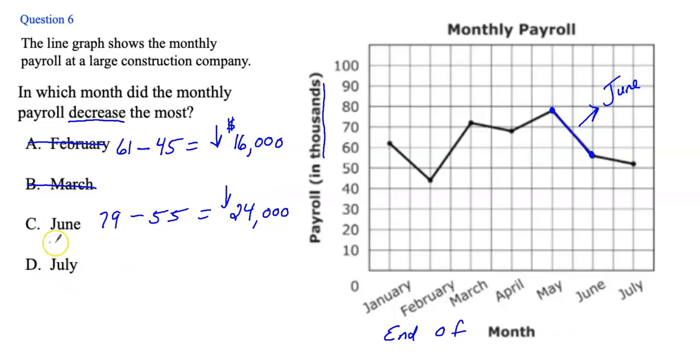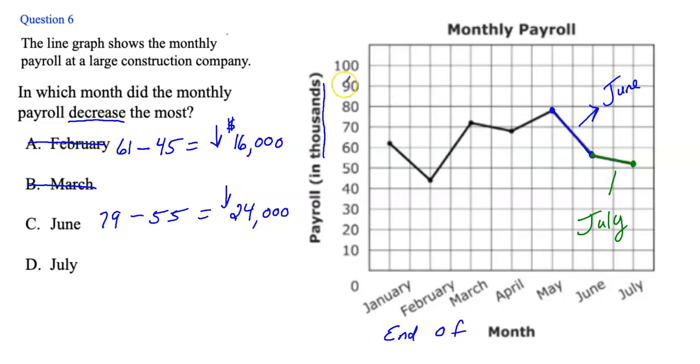Now, I don't need to actually calculate July. I can figure out just by looking at the graph which one between June and July is decreasing the most. Here's July, end of the month, and it goes from here to about here. Just by looking at the graph, is the payroll decreasing more in June or July? What do you think?